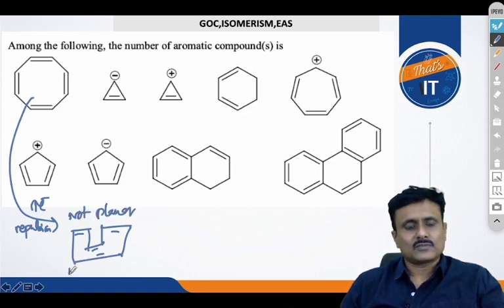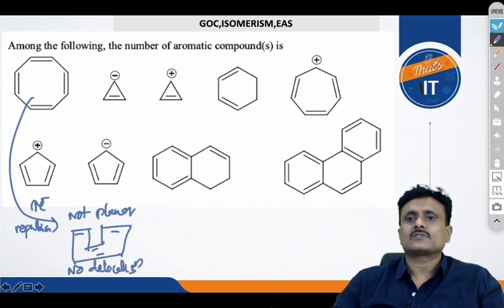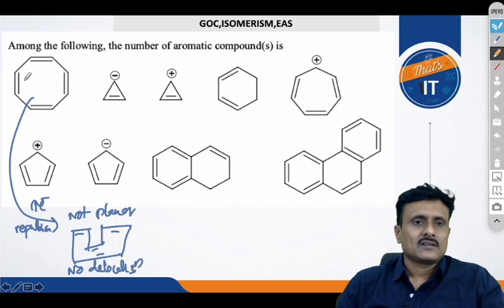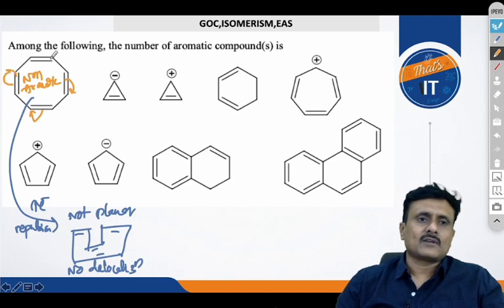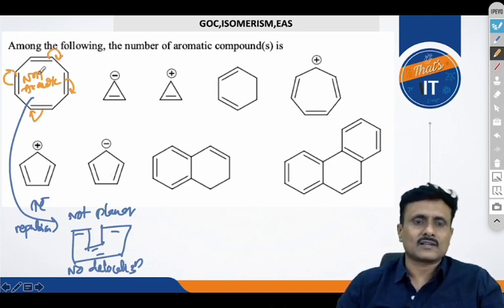Therefore, there is no cyclic delocalization of the electron. Therefore, this compound is regarded as non-aromatic. Though it has 4 pi bonds or 8 pi electrons, it is not aromatic, right? So, this is not aromatic.